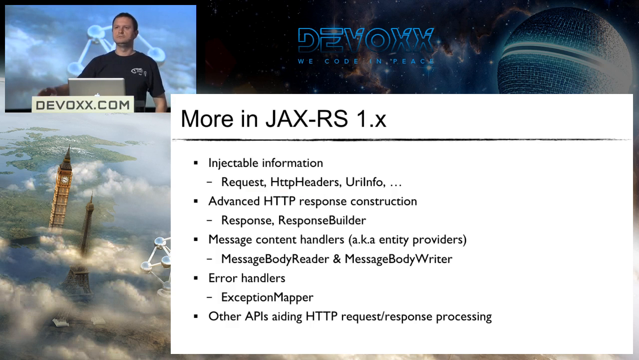So JAX-RS 1.0, if you are developing web services today, that's what you are probably using. It provides also additional stuff that helps you develop your RESTful services. Basically, one of the things is additional injectable information that you can use, and you can inject into your resource fields or resource methods to get more information about the actual request data. As well as in case you want to somehow customize the response, there are facilities for full customization of the response data you are returning, including the status code, headers, and the customization of the message payload, and you can do that dynamically.